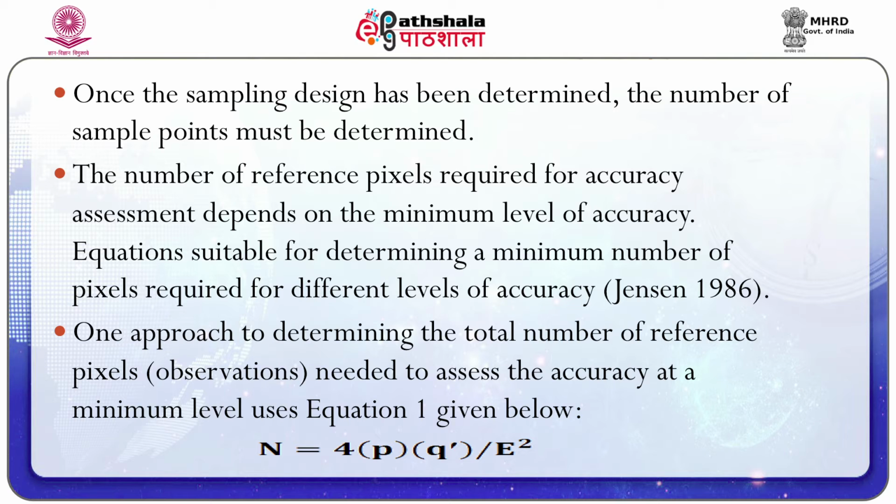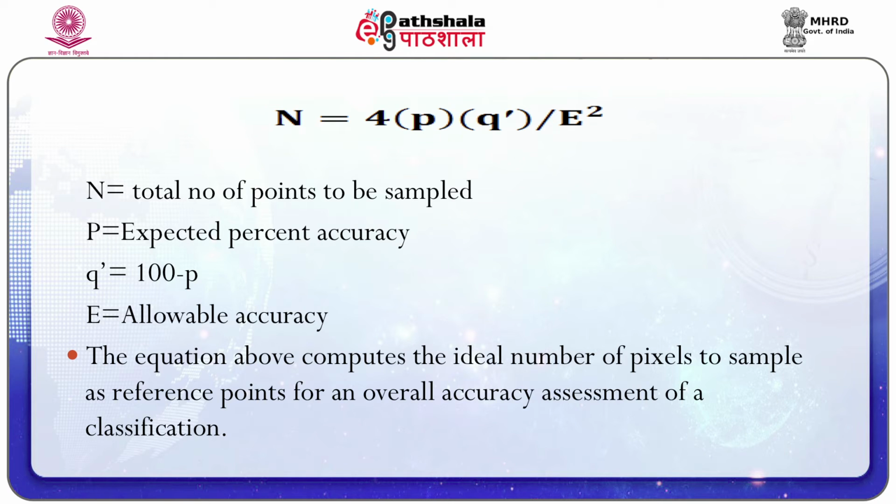The approach for determining the total number of reference pixels to assess accuracy at a minimum level uses the equation given below, where n is the total number of points to be sampled, p is the expected percent accuracy, q is equal to 100 minus the expected percent accuracy, and e is the allowable error. The equation computes the ideal number of pixels to sample, that is, points, for an overall accuracy assessment of a classification.